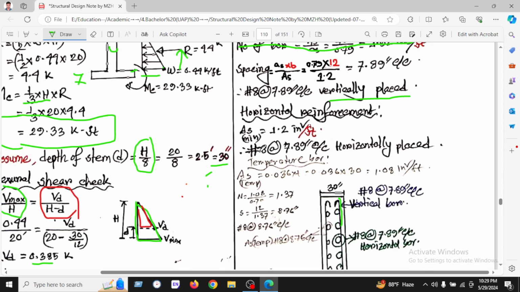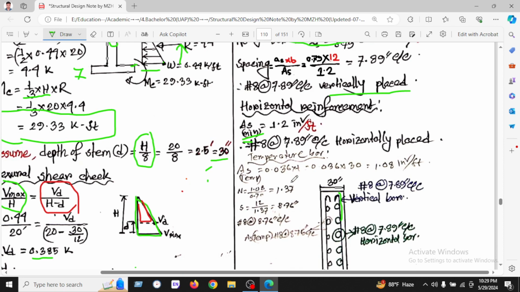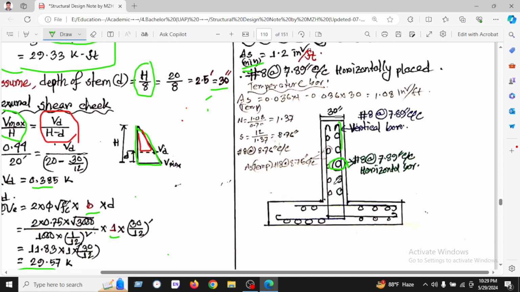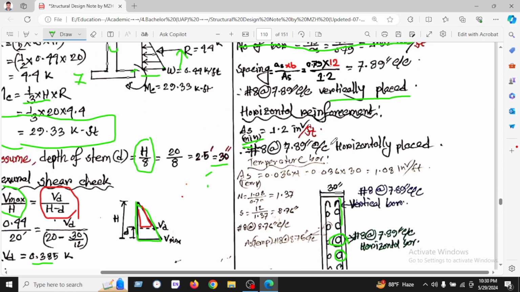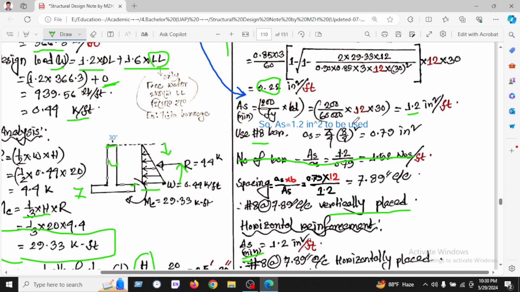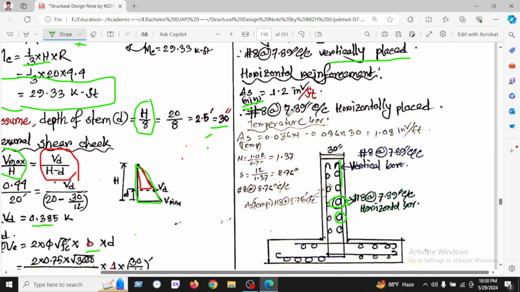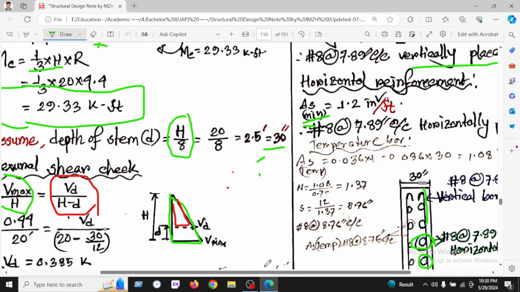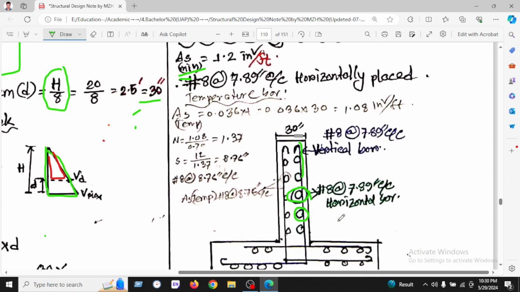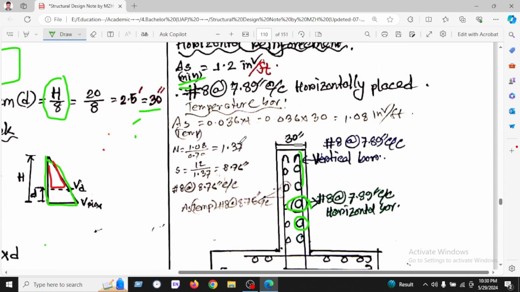Horizontal bar, we have used the minimum reinforcement. Here is the horizontal bar I have shown here. So the horizontal bar will be minimum reinforcement. We have already found here the minimum reinforcement of 1.2 inch square, which is number 8 bar at the rate of 0.789 center to center, horizontally placed. So in the temperature, on the other hand, the temperature bar, I have found from another source.